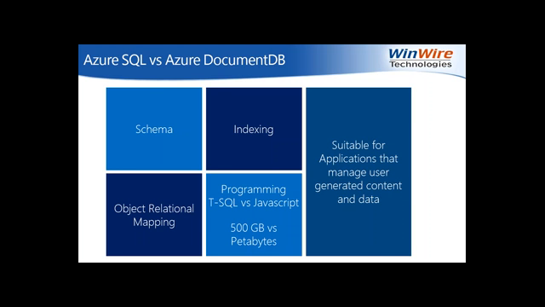Next thing is about indexing. In Azure SQL, we have indexes defined based on our query needs. So you define different indexes, and the more indexes that you create, the more it has an impact on the performance of the database. But Azure DocumentDB provides indexing on all the keys that are there on the document, and then we can query on any key and use it.